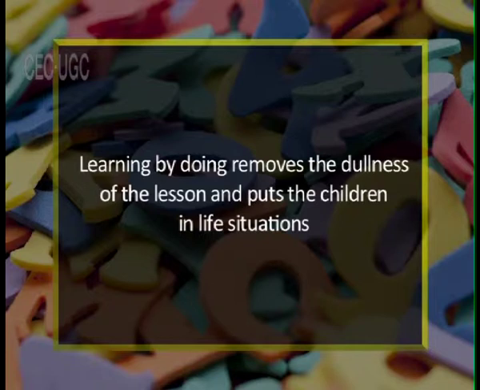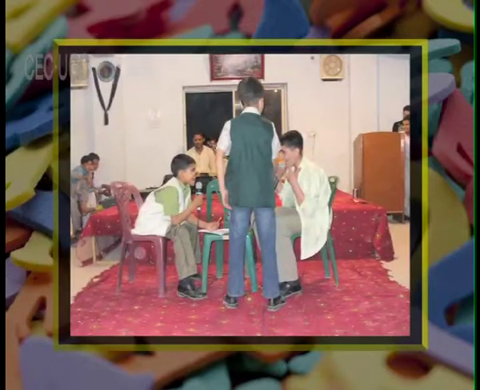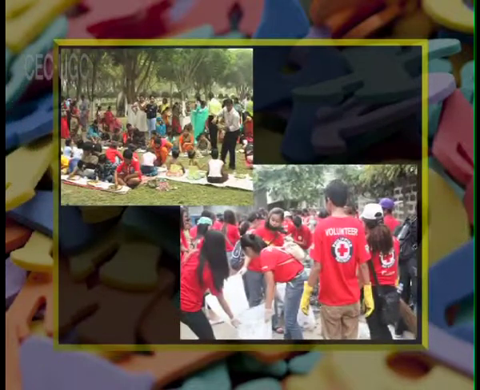Children learn the best through self-activity, but that activity must be psychologically sound. Learning by doing removes the dullness of the lesson and puts the children in the life situation. Hence, teaching should be so organized as to provide maximum opportunities to the child to learn by doing. For example, the students can get training in social behavior by actually organizing and participating in the activities of dramatic club, debating society, Girl Guide camps, picnic and Red Cross society.